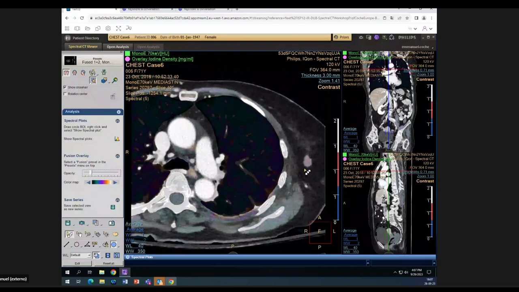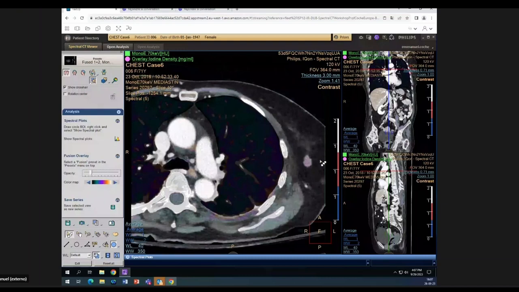But you have to normalize with the iodine content. You will get better, more consistent results. If the value was above 0.8 or 0.9 milligram iodine per milliliter, it was suggestive of malignant disease with a sensitivity and specificity of approximately 95%. So that's interesting.